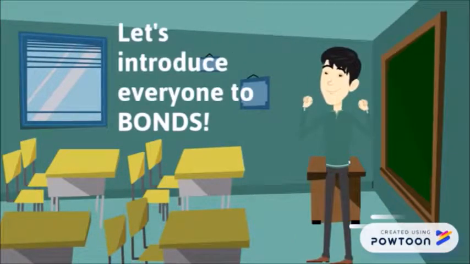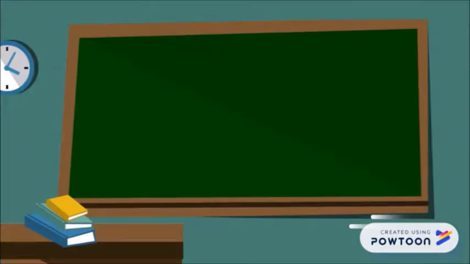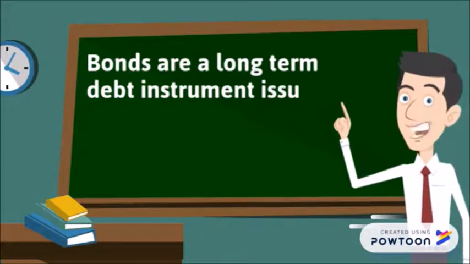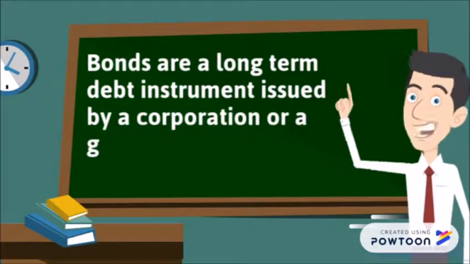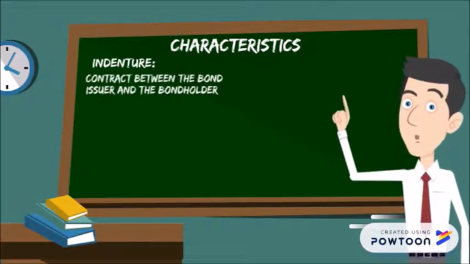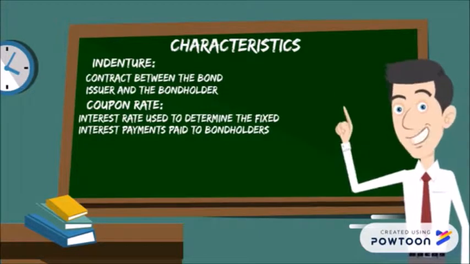Let's introduce everyone to bonds. Bonds are a long-term debt instrument issued by a corporation or a government. Indenture is a contract between the bond issuer and the bondholder. Coupon rate is the interest rate used to determine the fixed interest payments paid to the bondholders.